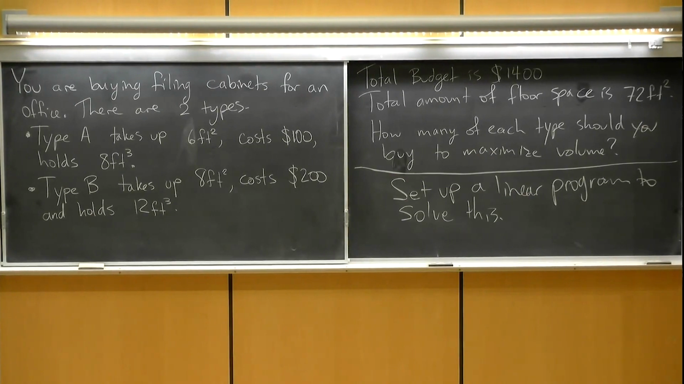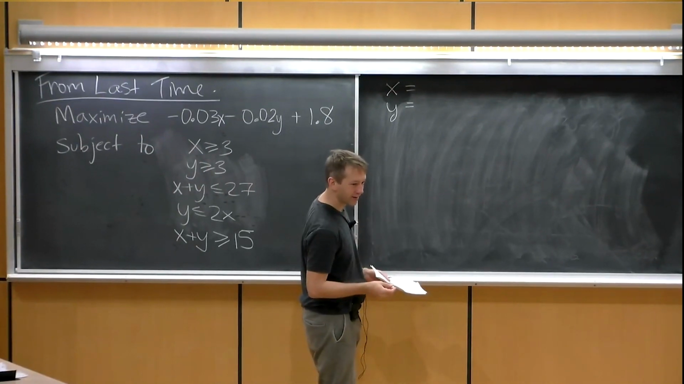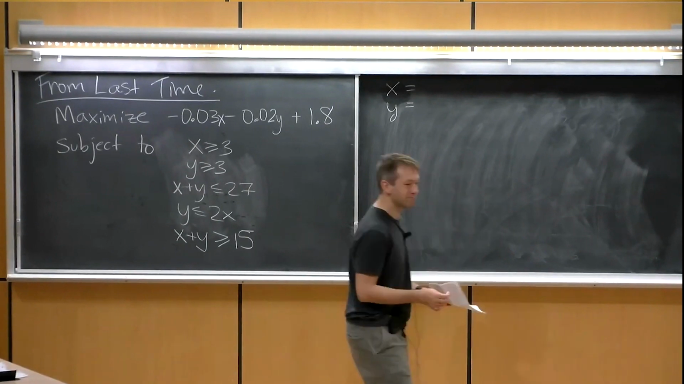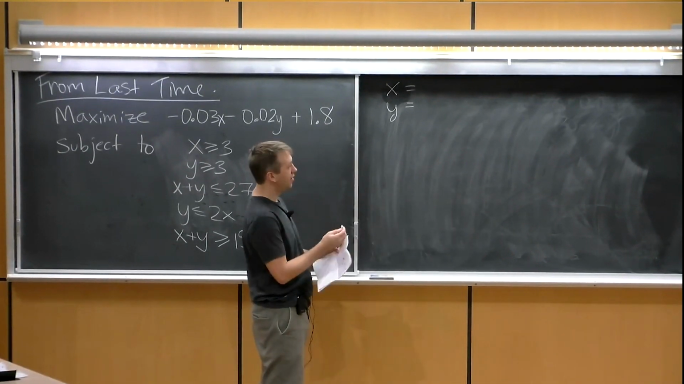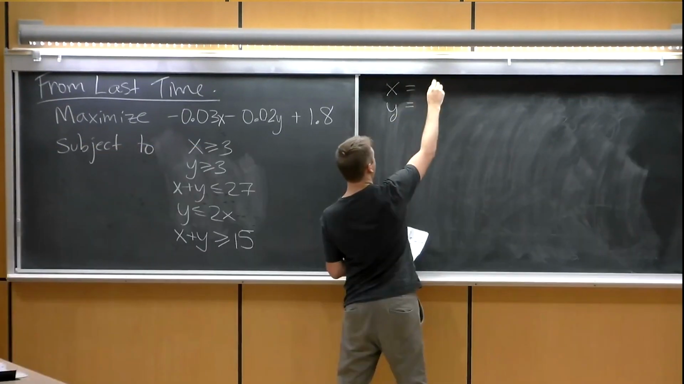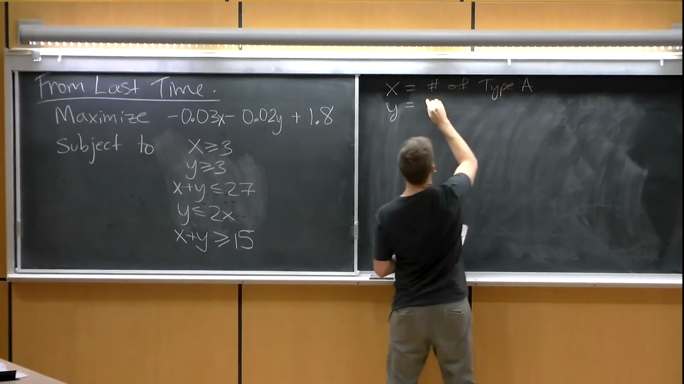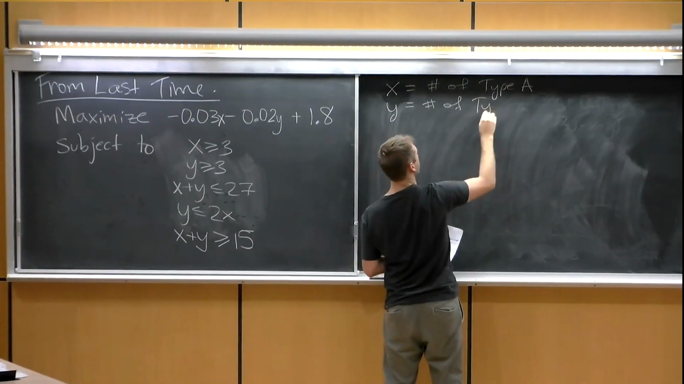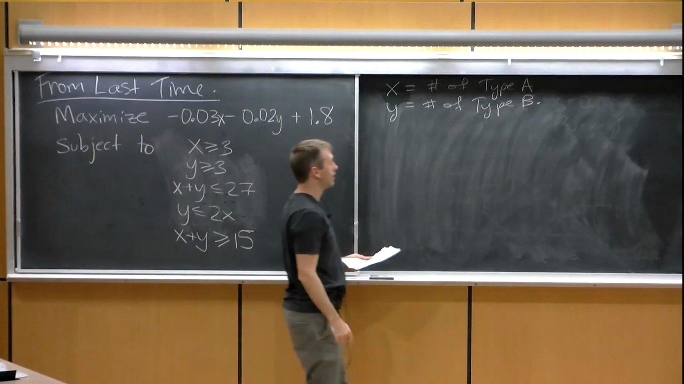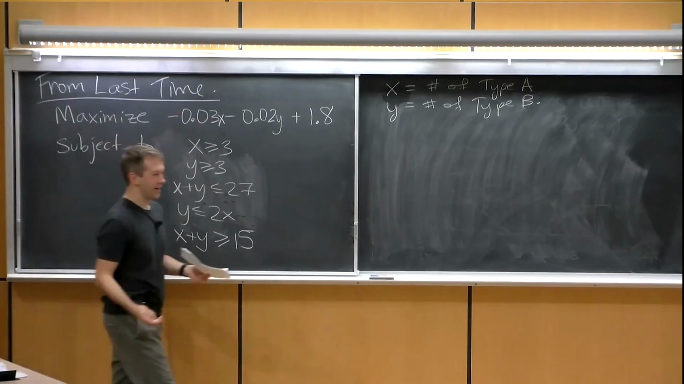So what are people using for their variables? Like what does x and y represent? So these are representing how many of each type. Yeah, that makes sense. And then you've got constraints for the, yeah, exactly.